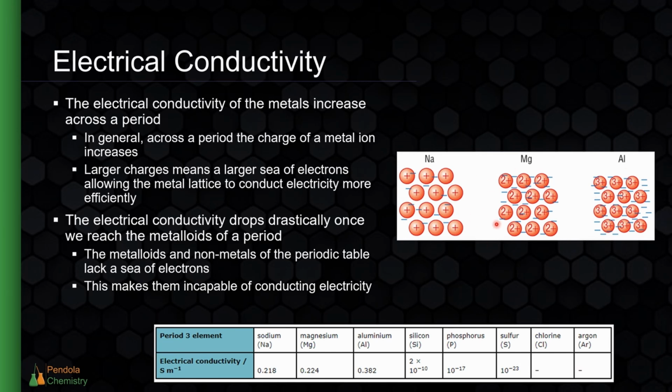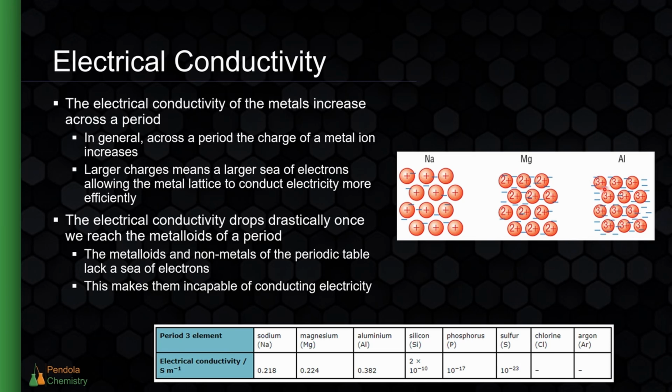So if we look at period 3 metals, sodium, magnesium, and aluminum, sodium has a +1 charge, magnesium has a +2 charge, and aluminum has a +3 charge. The higher charge means that the sea of electrons in the metal is more full. Sodium has a 1-to-1 ratio between ions and the electrons, whereas magnesium has a 1-to-2 ratio and aluminum has a 1-to-3 ratio between the ions and the electrons.